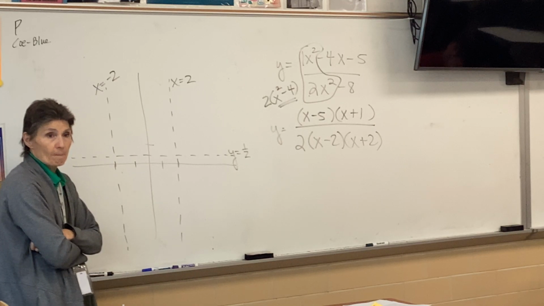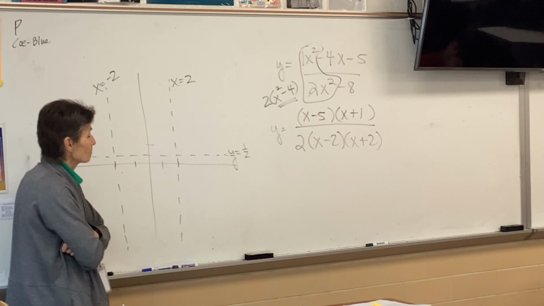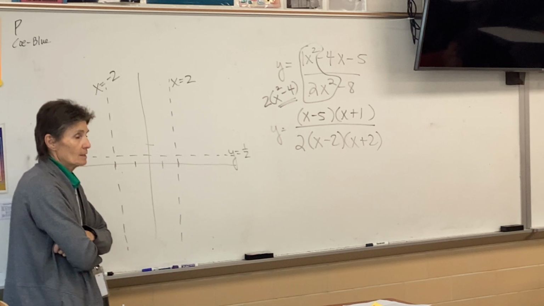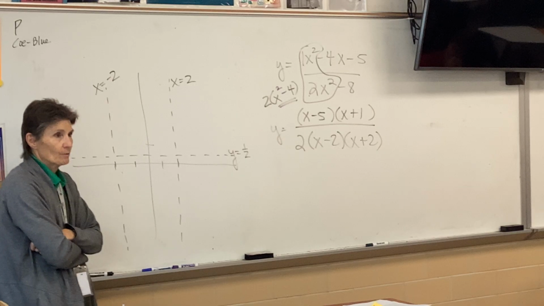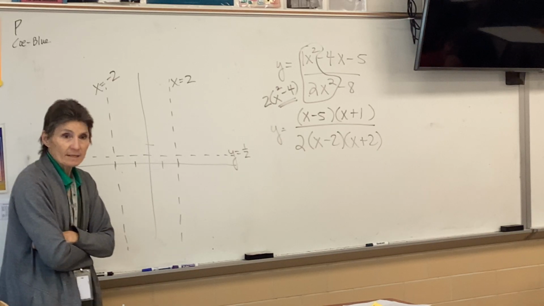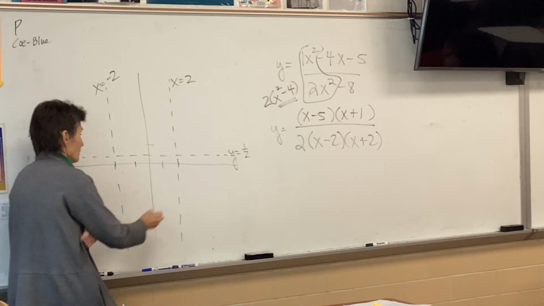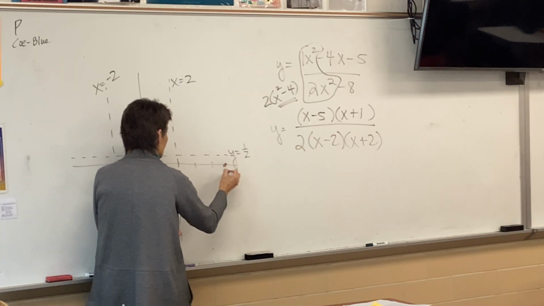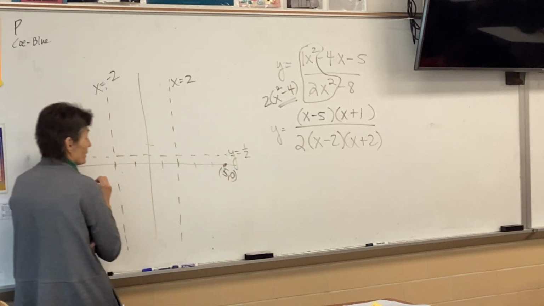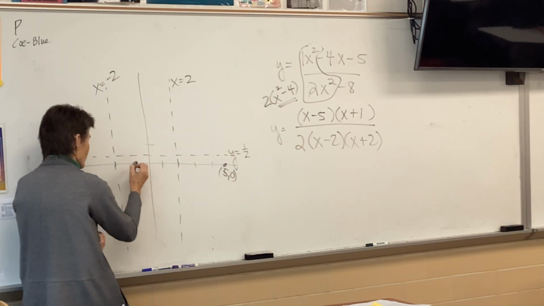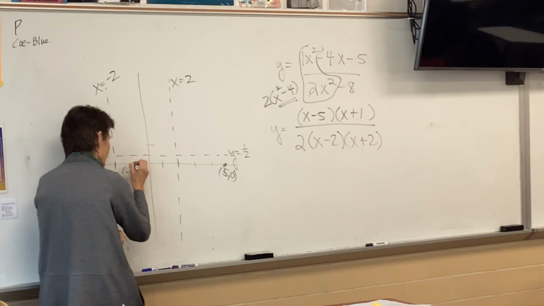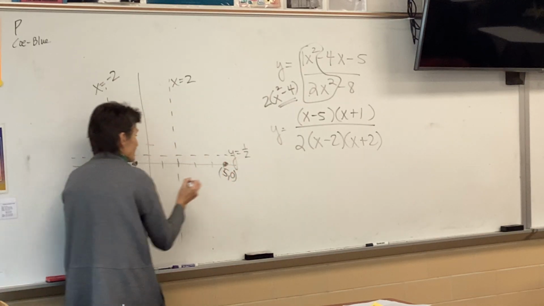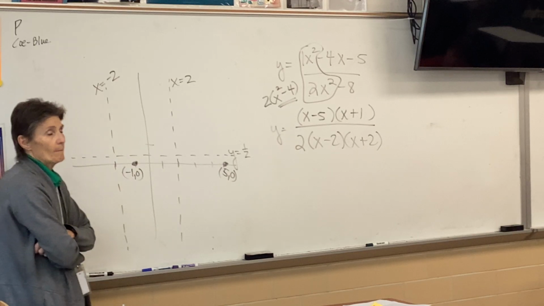Alright, what else do I have? Look at your numerator. What does your numerator tell you? Your x's. You've got your x-intercepts at 5 and at 1, and another one at -1. On opposite sides, yeah, that's different than last time, that's okay. Alright.